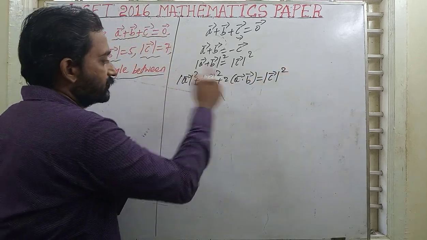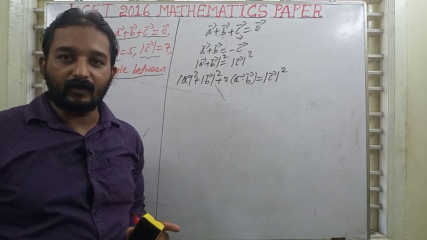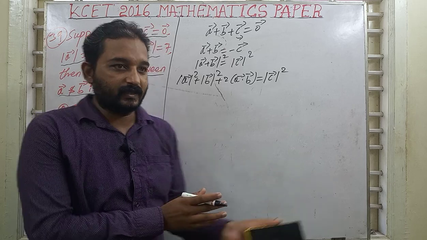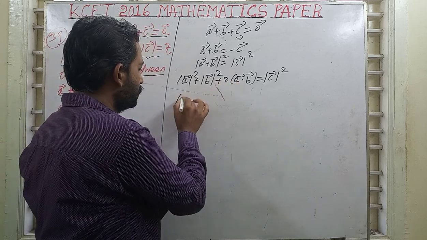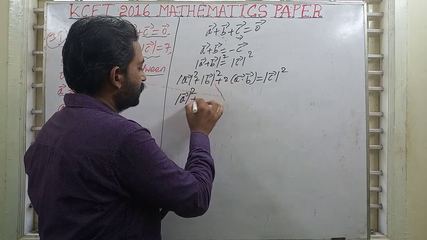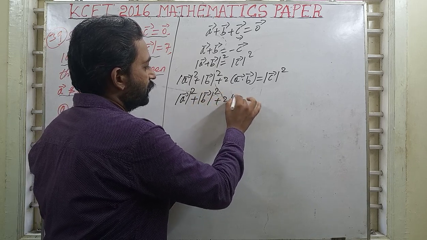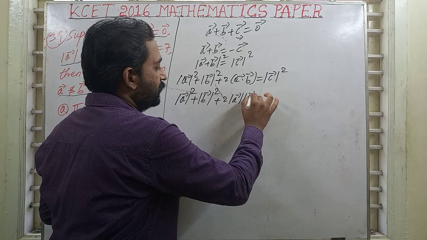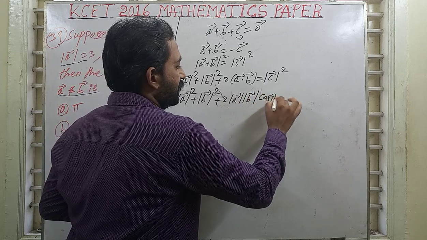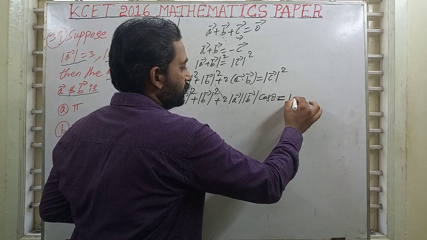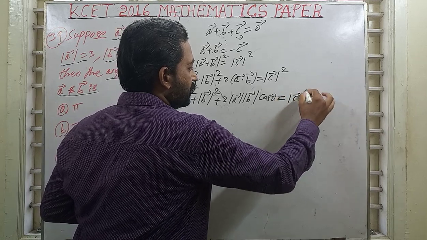So once again write down the A dot B formula. A dot B formula means magnitude of A into magnitude of B into cos theta. Replace A dot B: magnitude of A square plus magnitude of B square plus 2 into magnitude of A, magnitude of B into cos theta. Here theta is the angle between A and B. This is what we have to find out. So equal to magnitude of C square.